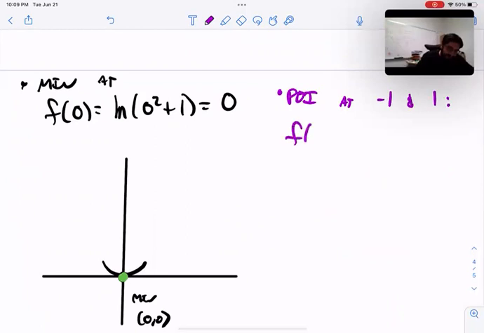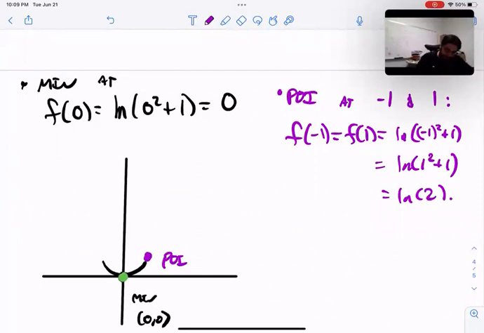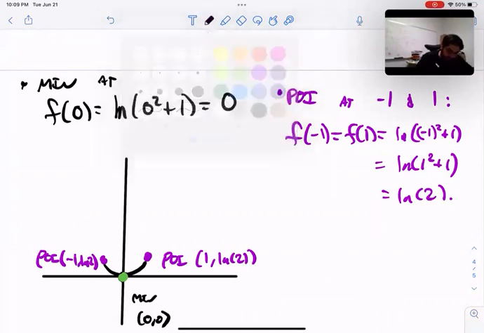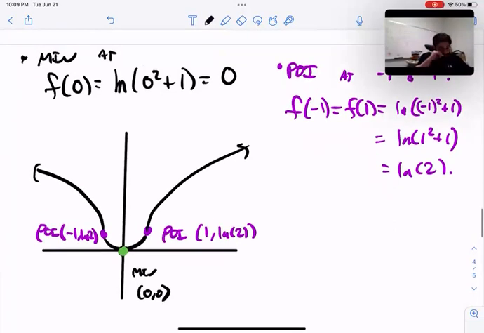Whether I plug -1 or 1 into the function, again, I get the same value. This is -1 squared plus 1, or 1 squared plus 1, same value. And either way, I get natural log of 2. So I'd have a point of inflection at (1, log 2), and here a point of inflection at (-1, log 2). So the graph will switch concavity and look like this. And now I have those intervals right here.